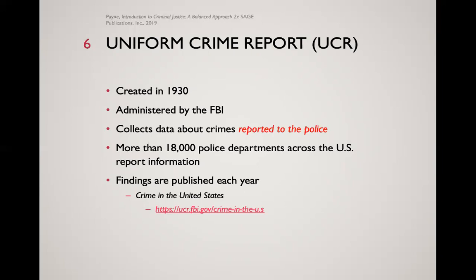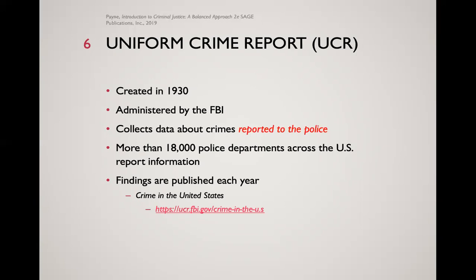It collects data about crimes reported to the police. Obviously, that is italicized and highlighted in red for a reason. We collect data from more than 18,000 police departments across the United States. They report their information and it goes into this big database. If the police department doesn't know about the crime, we cannot report it. You're going to find out that this is one of the major drawbacks of the UCR: it only collects data on crimes reported to the police.